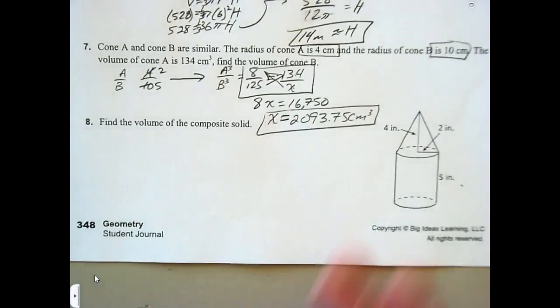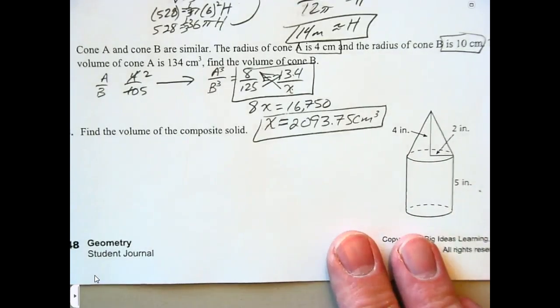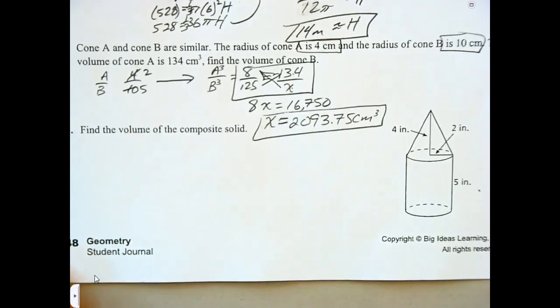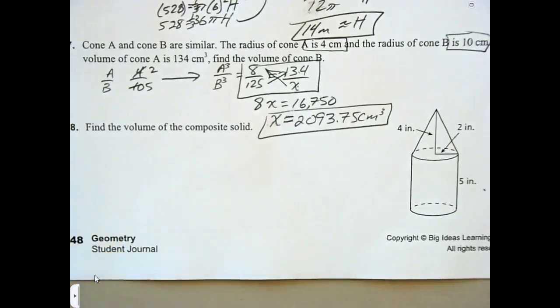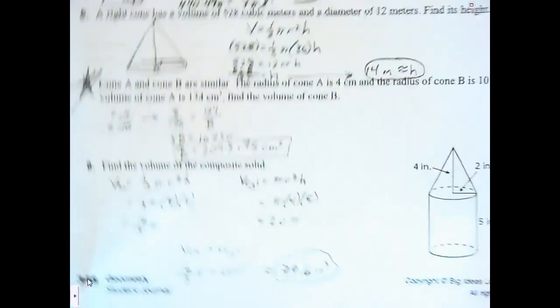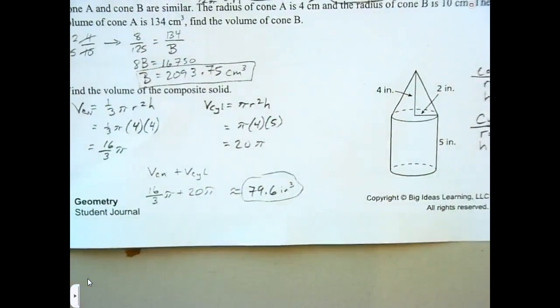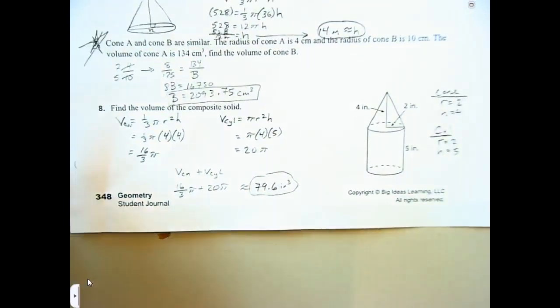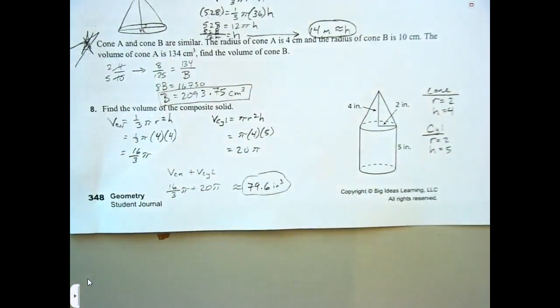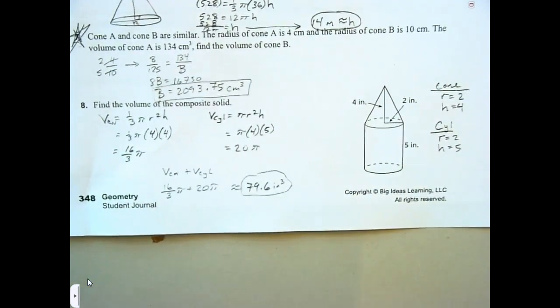Hey, number 8. Last one. Find the volume of the composite solid. Remember, that's when you put two solids together. Two pieces. Got number 8 there. That is the work I have. 79.6, excuse me, cubic inches. Let me know if you have questions. This is my question.